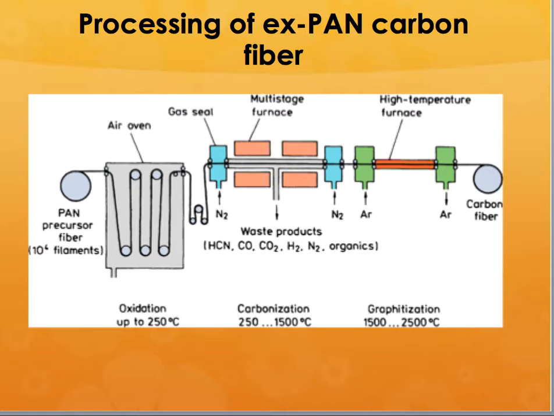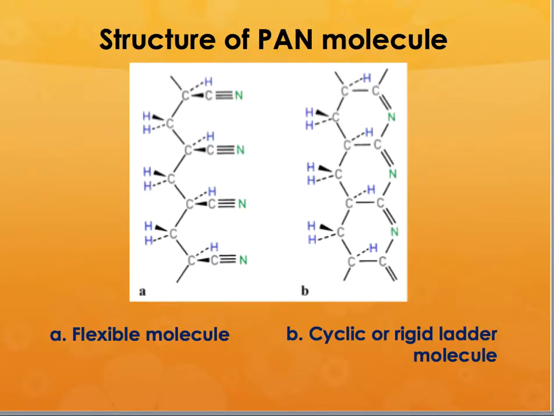And then, if you want really organized carbon layers, then it is graphitized between 1500 to 2500 degrees centigrade for a very short time. It could be maybe an hour or so, and as it comes out, by modifying this process, you can get different forms of the carbon fiber, either high modulus or high strength carbon fibers.